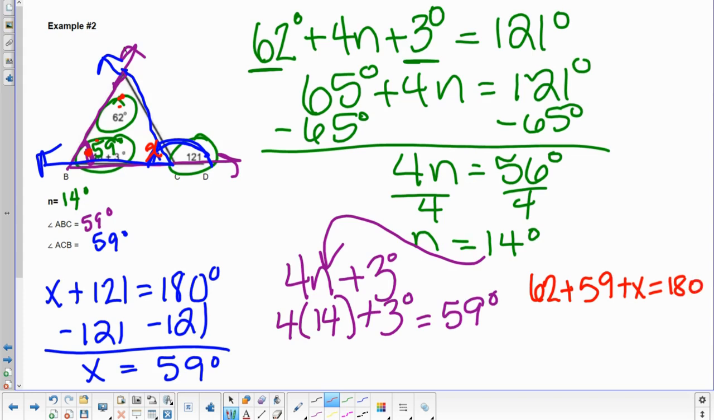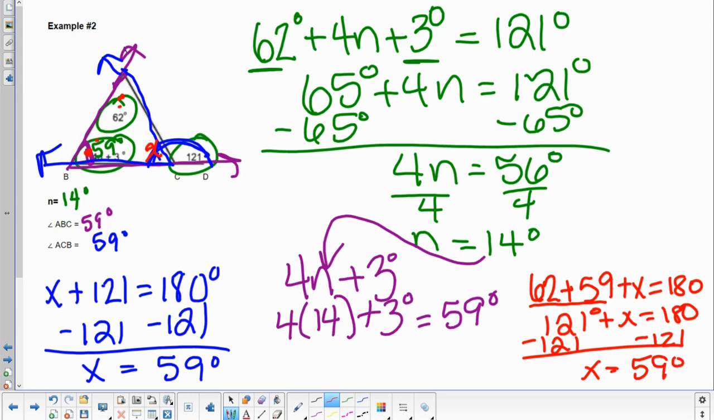So quickly, we're going to do some algebra. 62 plus 59 is 121 degrees, plus x has to equal 180. Then you subtract the 121, and you get the same answer we got before, which is 59 degrees. What I would suggest, once you figure that out, is to quickly type it in your calculator. Just make sure one more time that it equals 180 degrees. So 62 plus 59 plus 59. I quickly put it in my calculator and I notice it equals 180 degrees. So I know I'm correct.